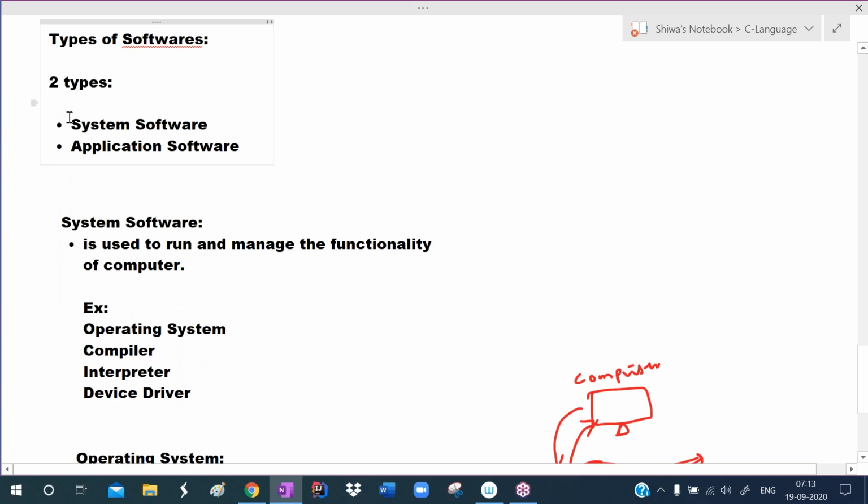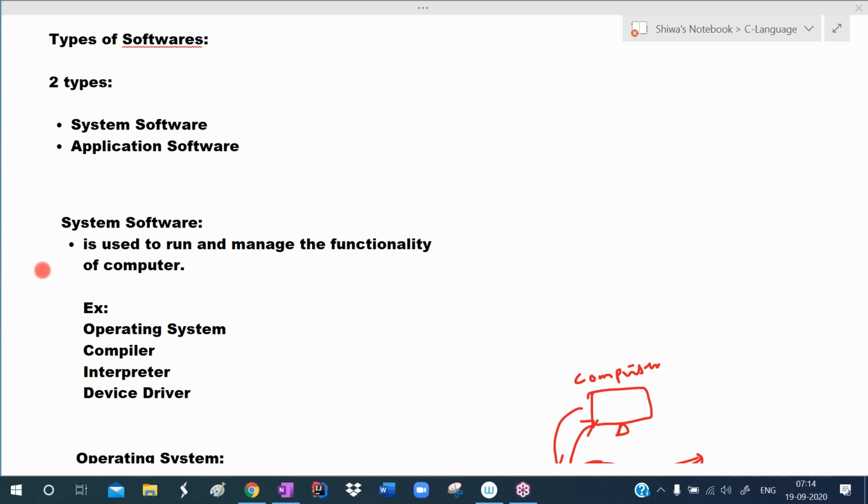Then how many types of softwares are there? Now I'm continuing the session. See, listen. How many types of softwares are there? Two types are there. What are those? First one is system software, and second one is application software.